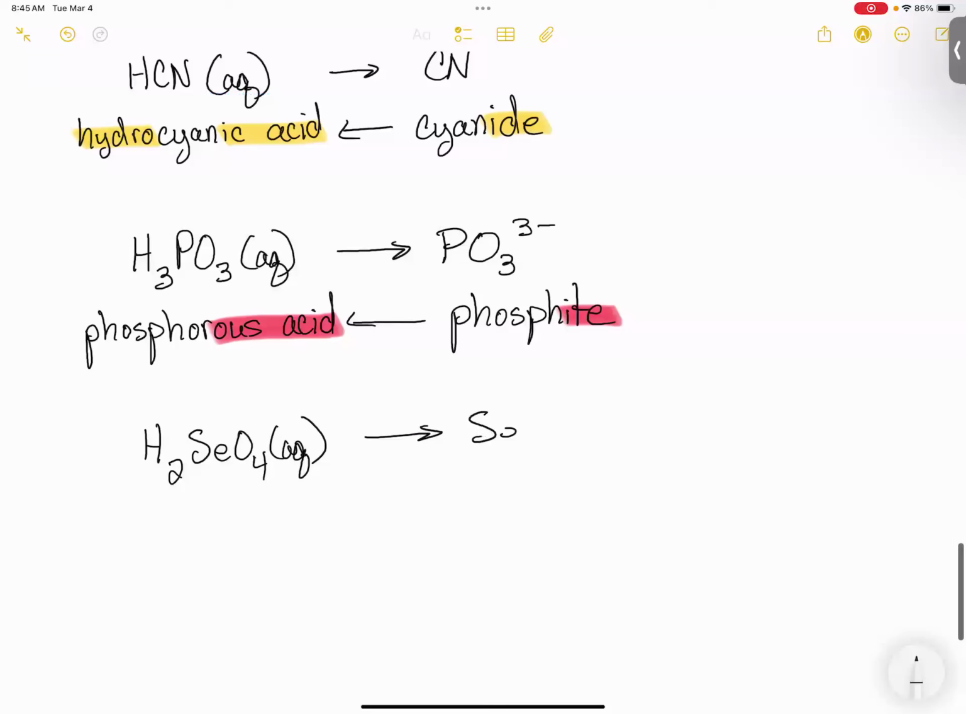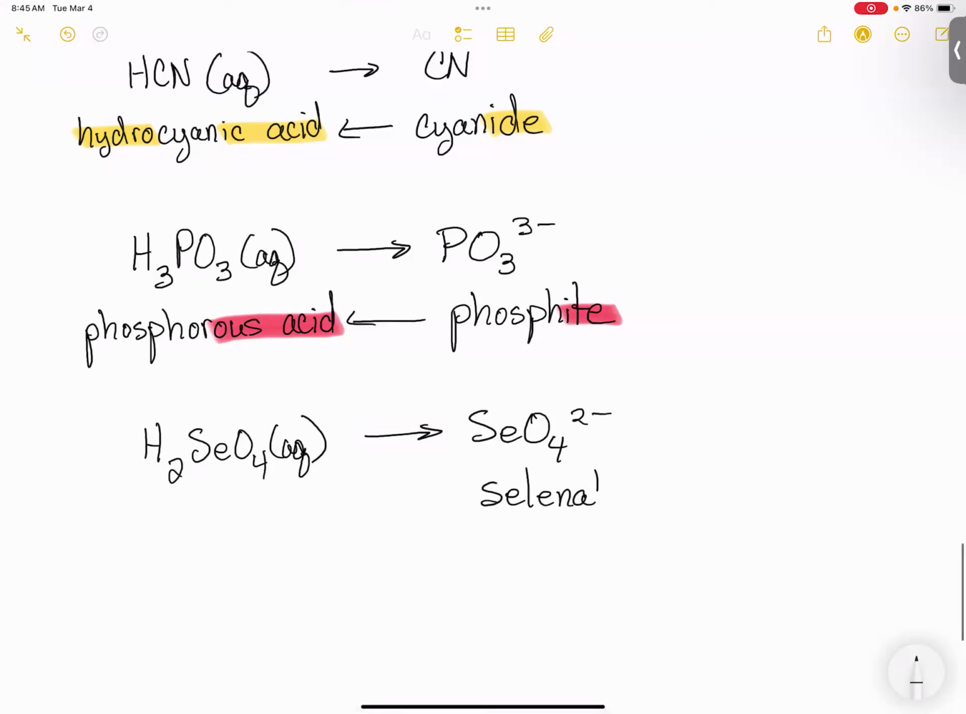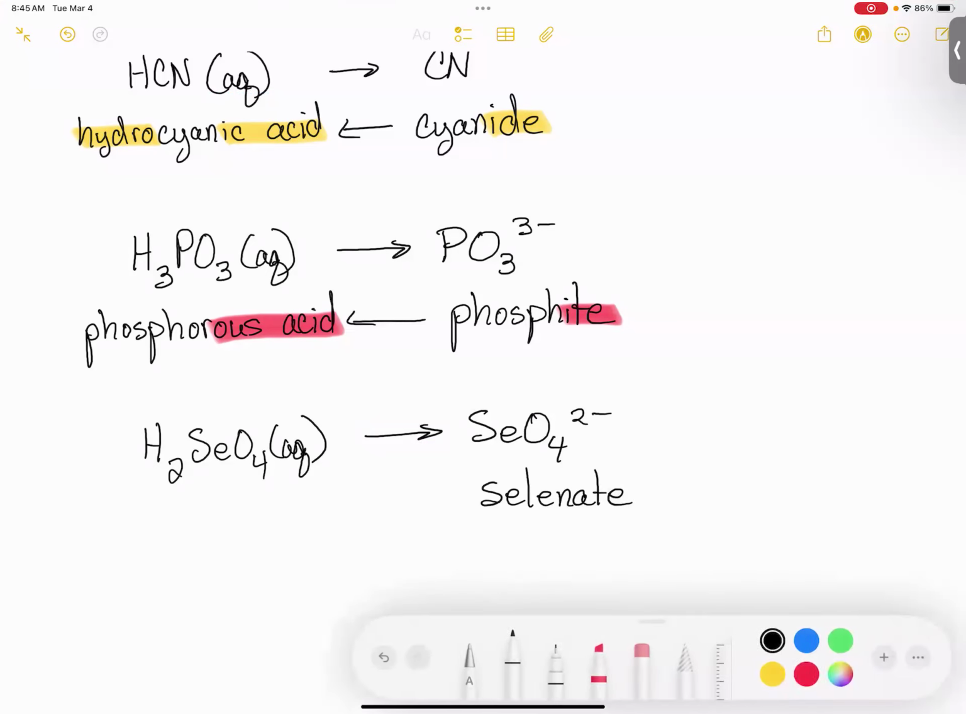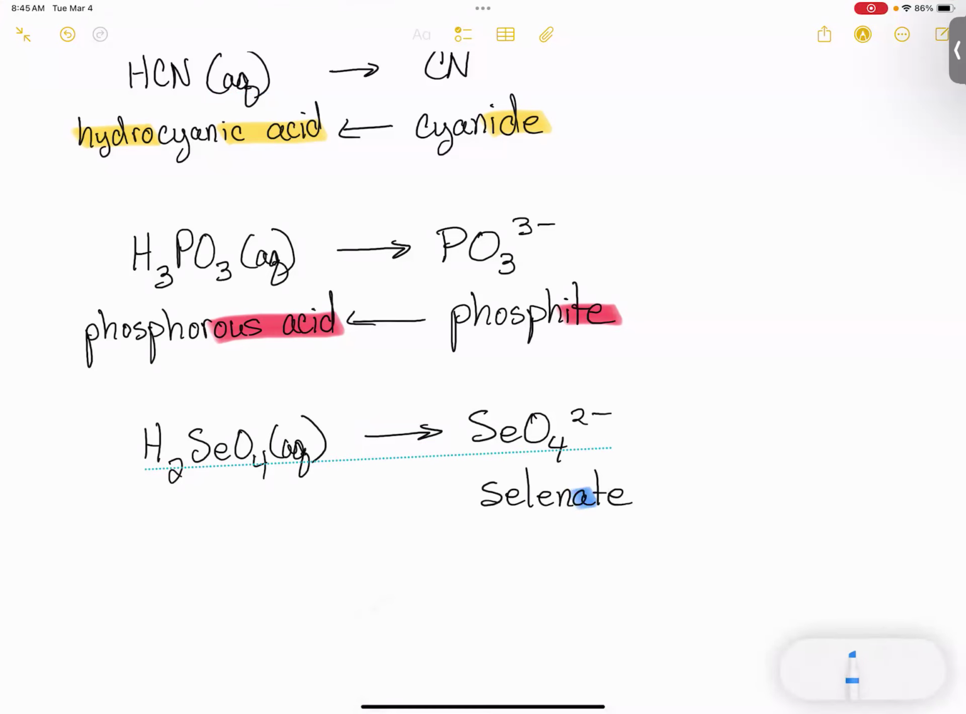The next one is SeO4 2 minus, which is what? Selenate. The -ate tells us what to do to it. So this becomes selenic acid.